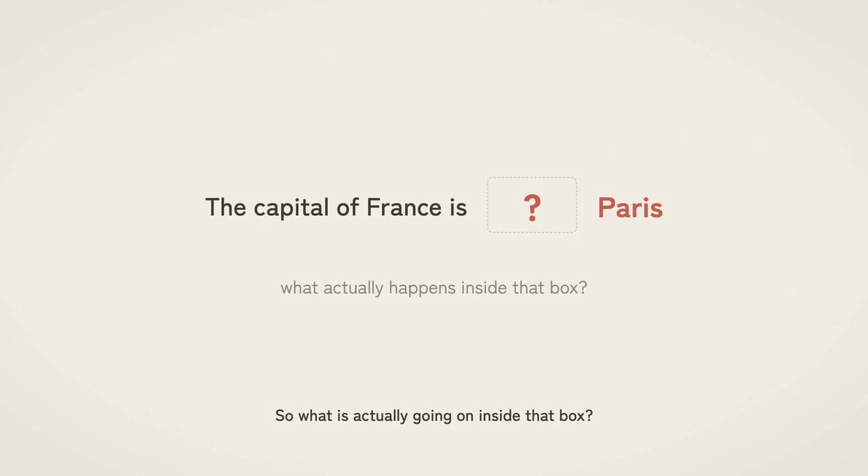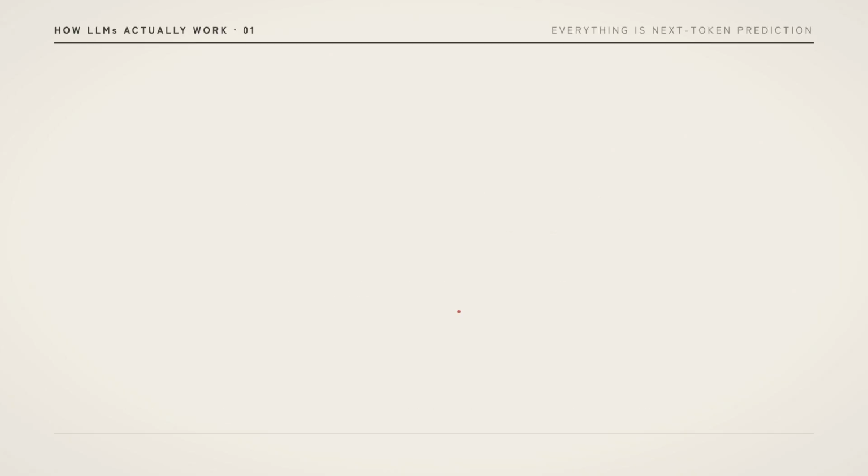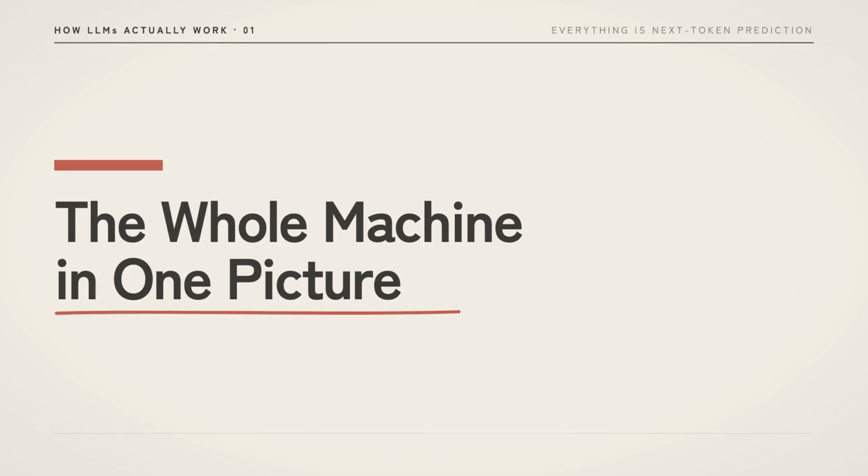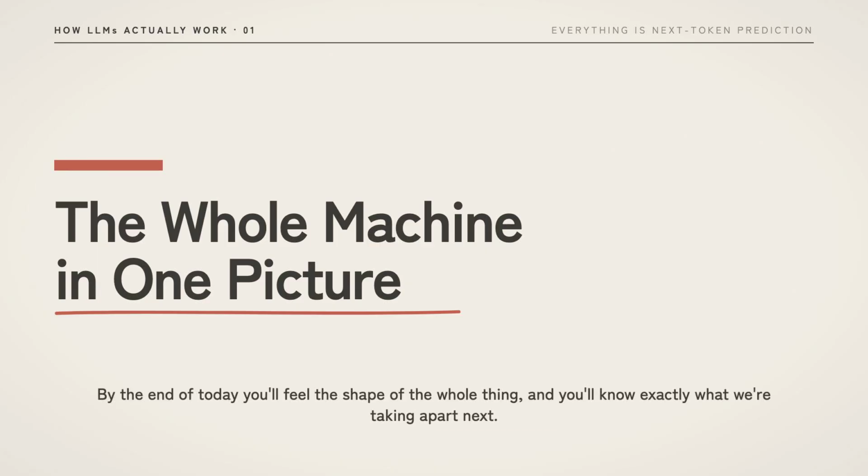So what is actually going on inside that box? That box is a large language model, and this entire course is about what lives inside it. Here is what I want to do in the next few minutes. I'm going to draw the whole machine for you, once from end to end, as a single picture. You will not understand every part today, and that is completely fine. Each part gets its own episode later, where we slow down and open it up. By the end of today, you'll feel the shape of the whole thing, and you'll know exactly what we are taking apart next.